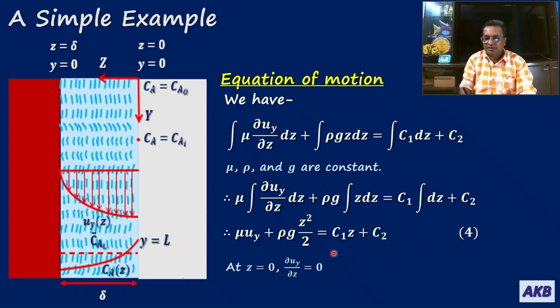Now, in order to get the constants c1 and c2, we will be using these boundary conditions. At z equal to 0, that is at the interface between liquid and gas, the differential ∂uy/∂z is 0. Whereas the other condition is at z equal to delta, that is at the wall, velocity is 0. So at z equal to delta, uy is equal to 0. By using these two boundary conditions, we are going to get the constants of integration, that is c1 and c2. Let us move ahead.